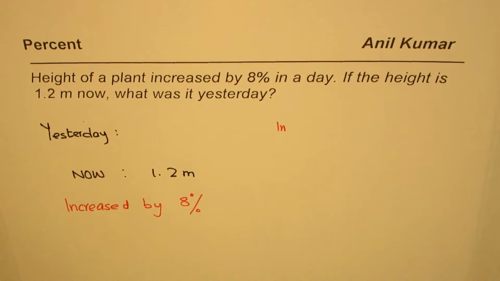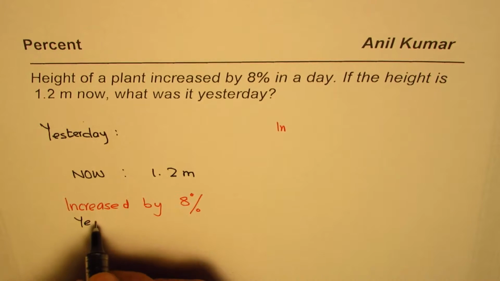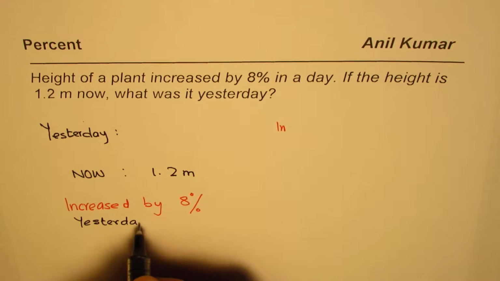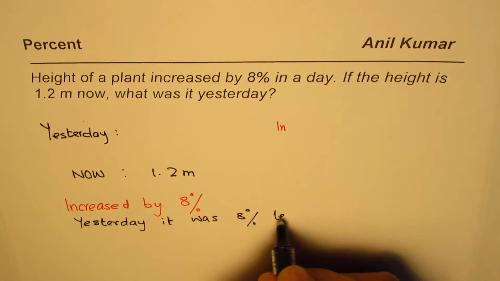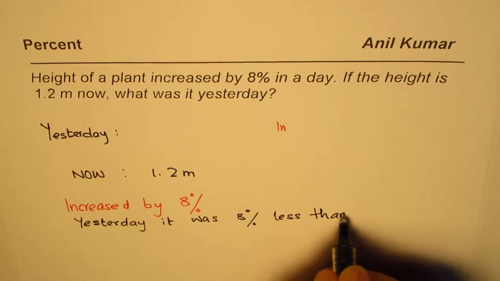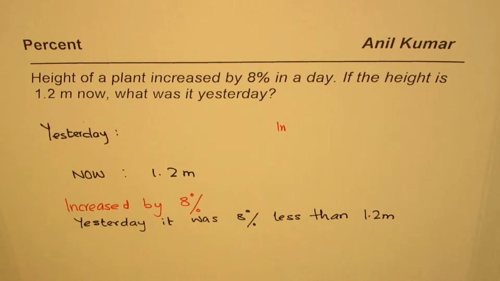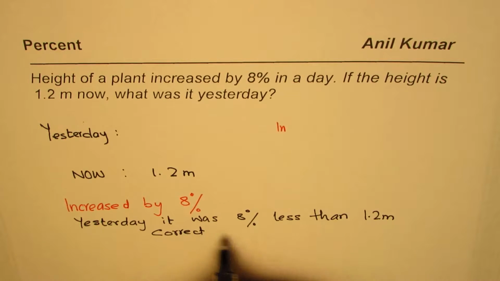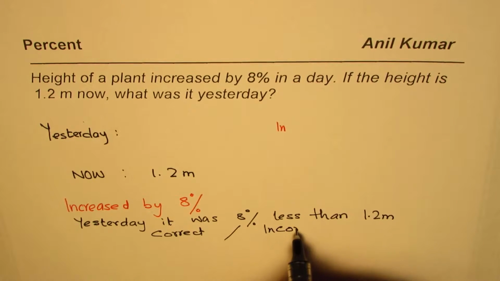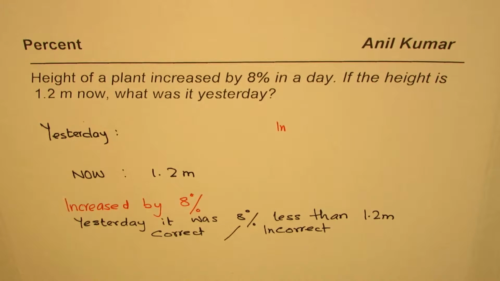Now I'll give you an option. You have to say whether it is right or wrong. So can we say that yesterday it was 8% less than 1.2 meters? Yesterday it was 8% less than 1.2 meters. Is this statement correct or incorrect? That is what you have to figure out.